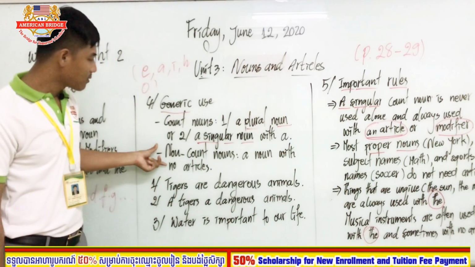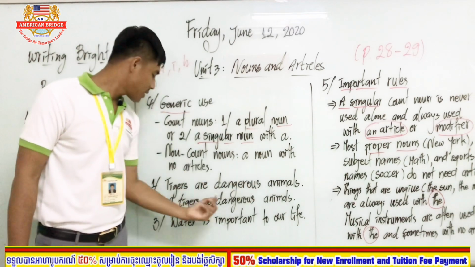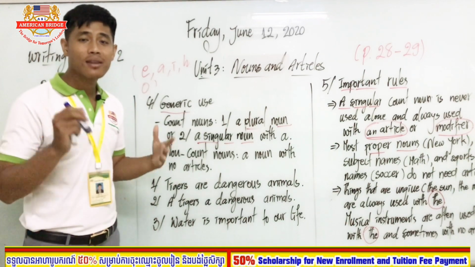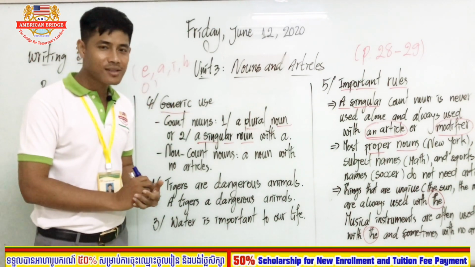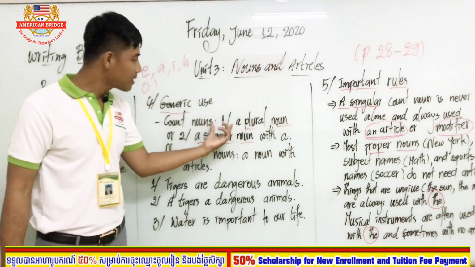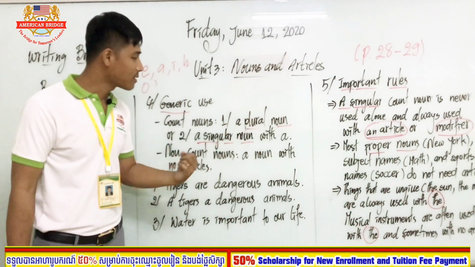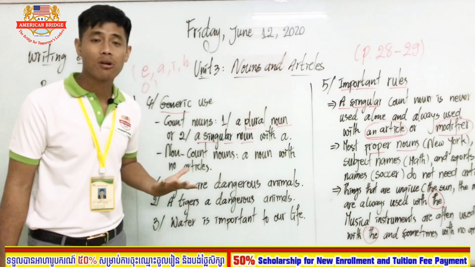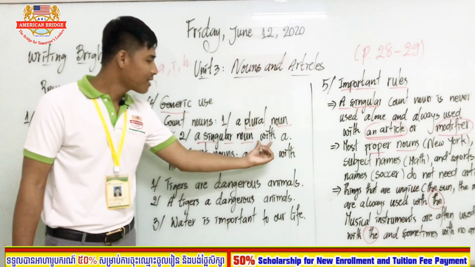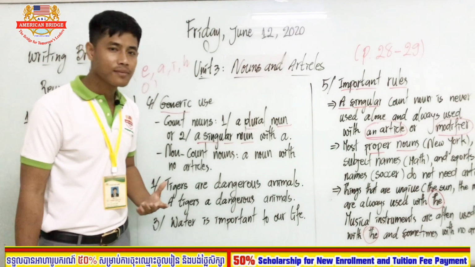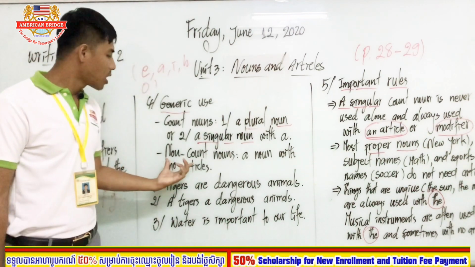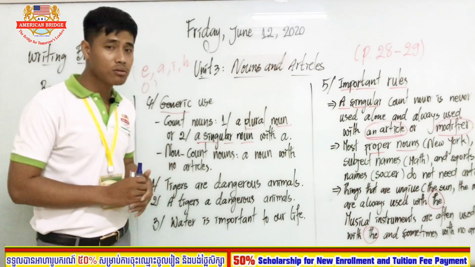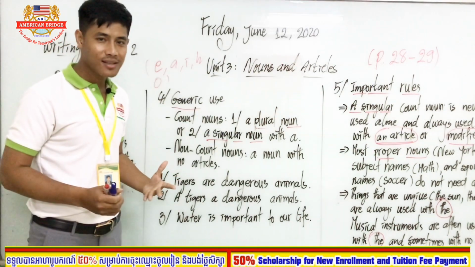A non-count noun. Non-count nouns, nouns with no articles. Every non-count noun we don't use an article, not even the. You got this? Again, count nouns have two types, plural nouns and singular nouns. Plural nouns we do not use a with, right? Why? Because plural nouns are plural. And singular nouns we always use a or an with. And non-count nouns, nouns with no article, mean we don't add any article to a non-count noun. You got this? Good.